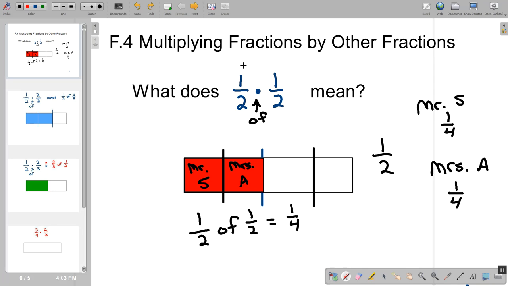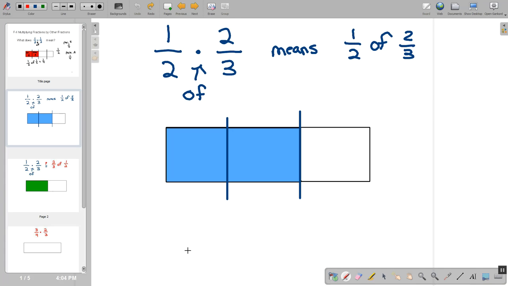So when we start talking about multiplication, what I want you to always think about is the word "of." So it's a half of a half. Let's start to get a little bit more difficult. The problem we have here is a half times 2/3, which means a half of 2/3. I wrote that right over here.